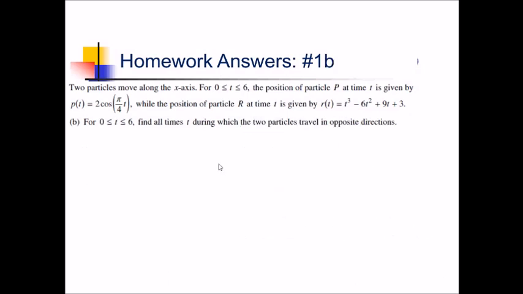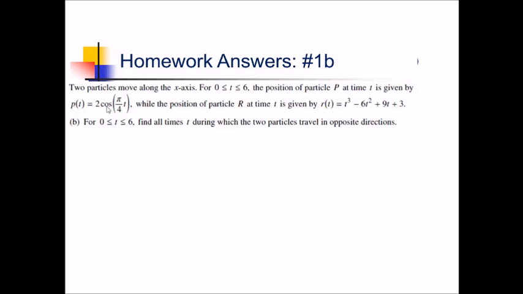On this problem, we want to figure out all the times between 0 and 6 when our two particles are moving in opposite directions. So we already have some good intel on when r is moving to the left or the right from part A. We're going to do some similar sign analysis for p prime, rather, in order to figure out the direction that p is going.